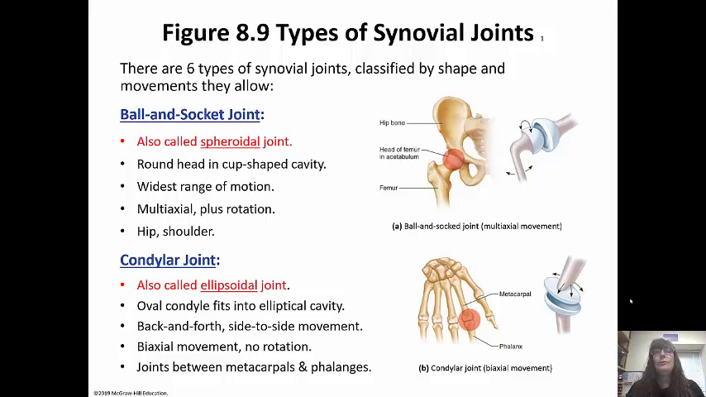Second type is a condylar joint. It's oval, condyle, fits into the elliptical cavity. So it provides back and forth and side-to-side movement. There isn't any rotation, so it's not as functional as the ball and socket joint, but it does provide biaxial movement. So these are the joints between the metacarpals and the phalanges.